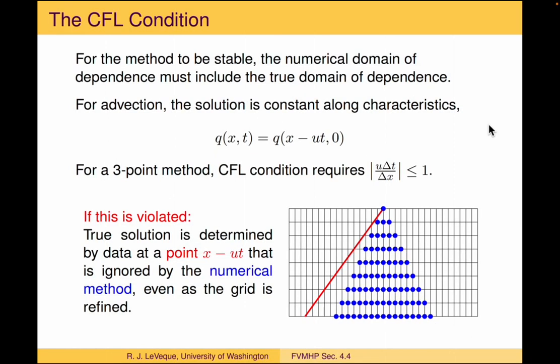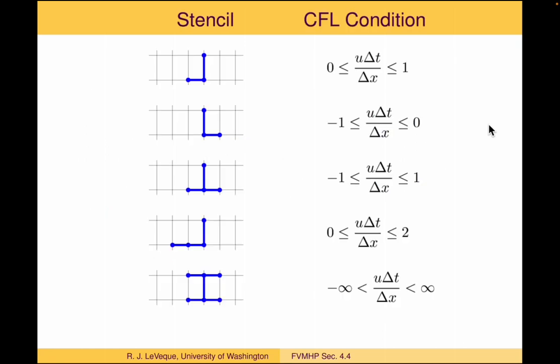So if we have a 3-point method, then we have this condition that the absolute value of u delta t over delta x has to be less than or equal to 1. The characteristic could be going in either direction, to the left or the right, but it has to have a slope so that it falls within this triangle as we go back in time.